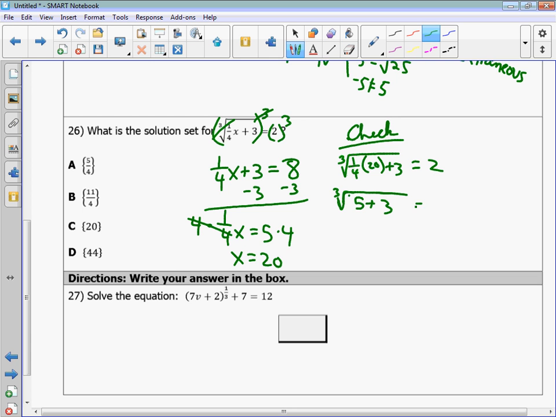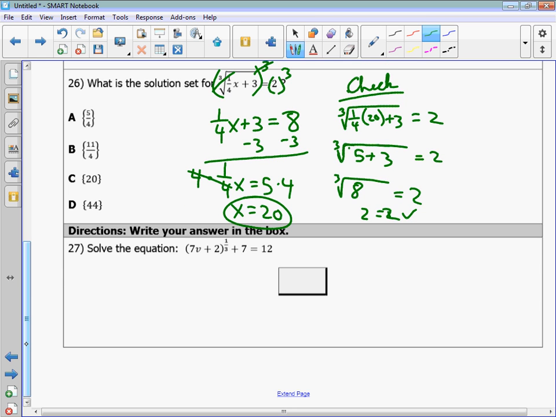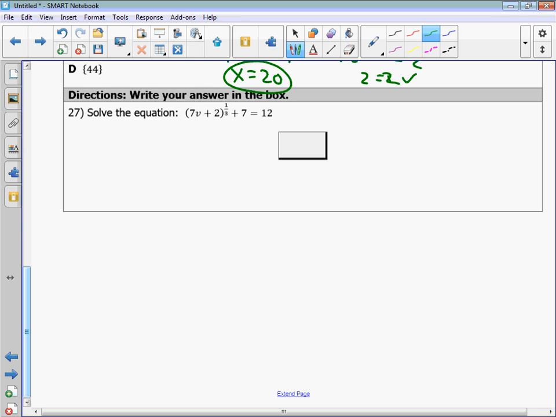And the last problem, we have (7b plus 2) all raised to the 1/3 power plus 7 equals 12. What I would do is convert the 1/3 power to radical form. So it's the cube root of 7b plus 2, and plus 7 on the outside equals 12. So now you should see you subtract 7 first, getting the radical, the cube root, by itself.